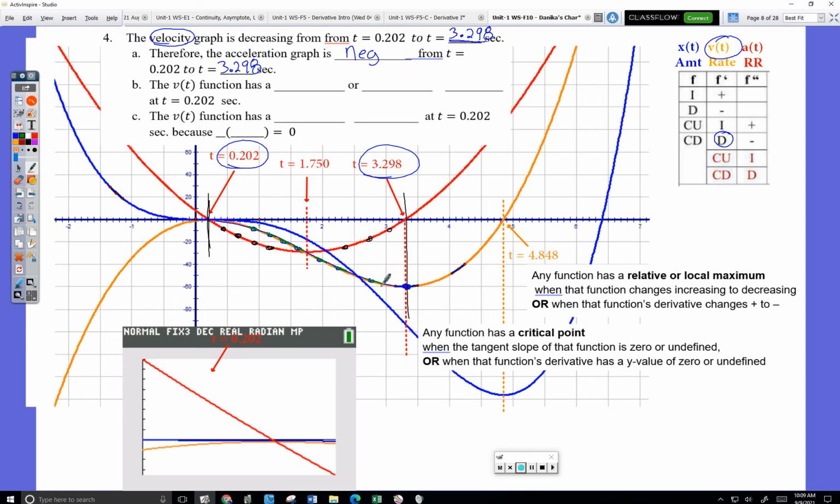Okay, question? Cool, keep going. Okay, the velocity function, so we talked about this point here where the velocity is switching from decrease, actually it's right here, from increase to decrease. Therefore, the velocity function has a relative or local max.